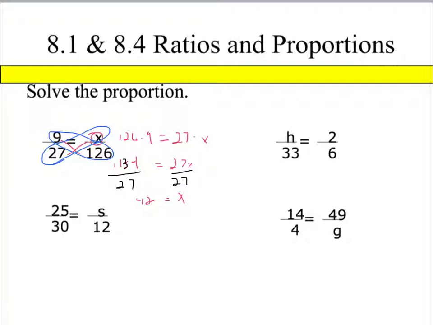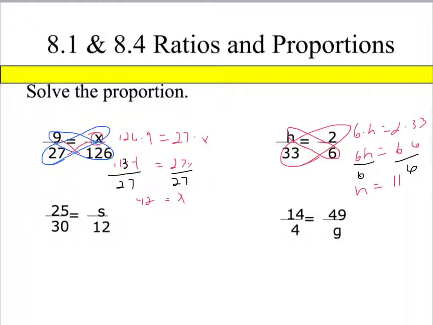Okay, next one. I'm going to take h over 33 is equal to 2/6. I'm going to cross multiply. So I have 6 times h is equal to 2 times 33. Cross multiplied here, I have 6h is equal to 66. Then divide by 6 on both sides, and I get h is equal to 11. Nicely done.